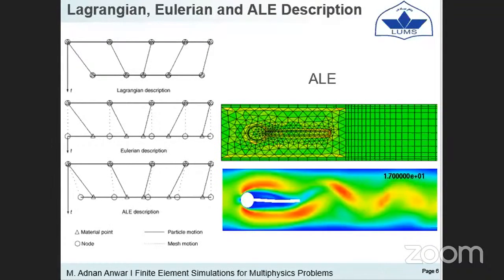The third one is the arbitrary Lagrangian Eulerian description. The ALE description is a more general description that embeds the advantages of the two descriptions discussed above. In this description, mesh nodes may be fixed, or move in a prescribed fashion with the continuum or relative to the continuum, but the mesh is allowed to move independently.